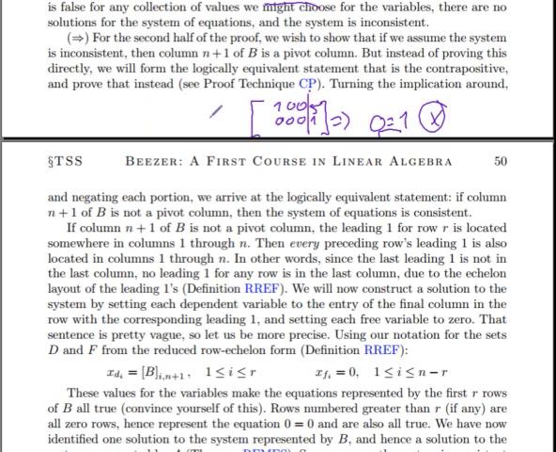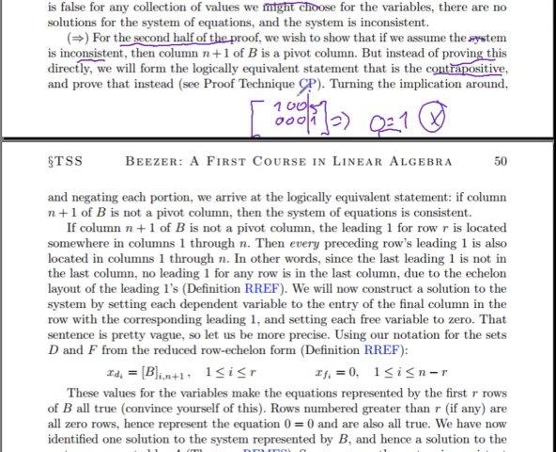Okay, so as I said, you have to show two things. Let's attack the second thing. For the second half of the proof, we need to show that if we assume the system is inconsistent, then the last column is a pivot column. So we're going to show that inconsistent implies the last column is a pivot column. Now, instead of proving this directly, we're going to use a very common alternative, which is the contrapositive.